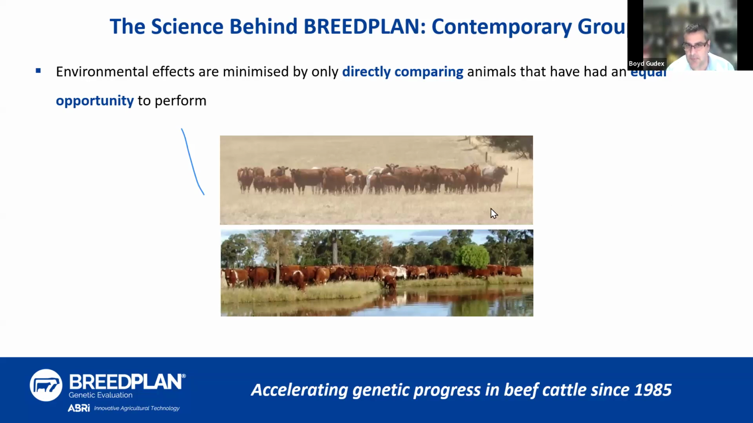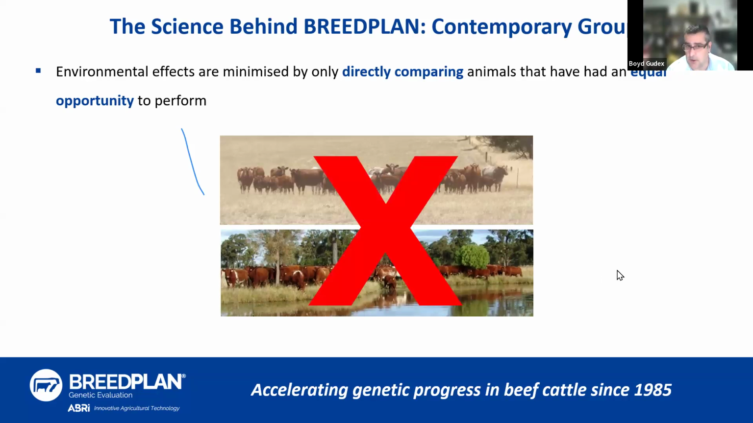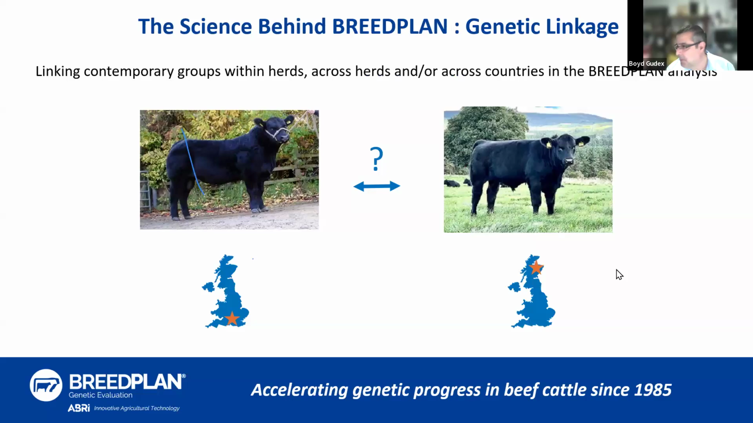So in this situation, obviously, the top group of animals are on a lot harsher conditions than the bottom group of animals, so we can't compare animals between those two mobs, but we could within one of those mobs. However, we talk about how we get those groups. So you ask, how do we do a comparison between animals in different countries? They're certainly not in the same mob. They're certainly not being treated equally. And that's when we use something called genetic linkage to link those contemporary groups to provide a benchmark.